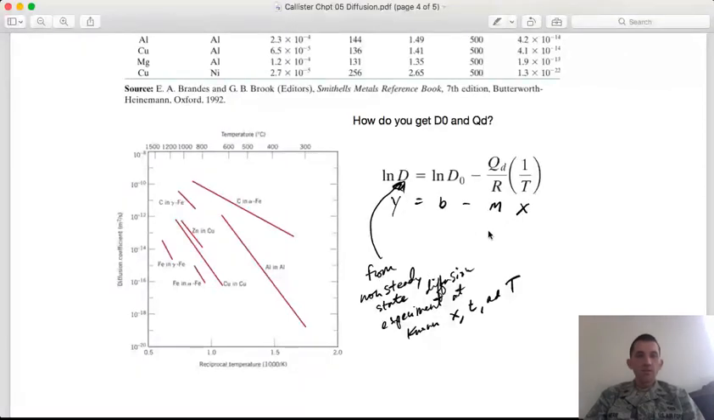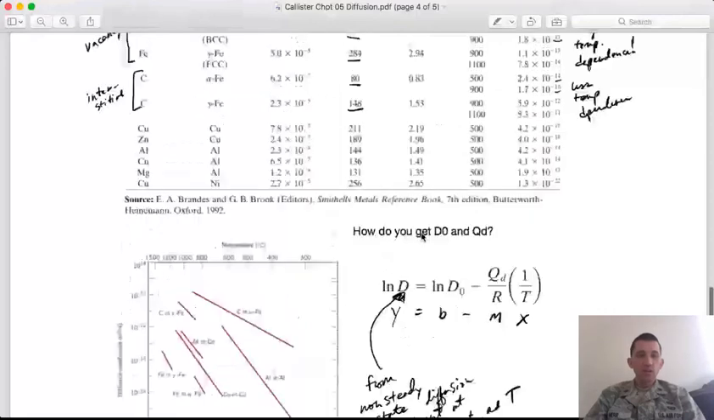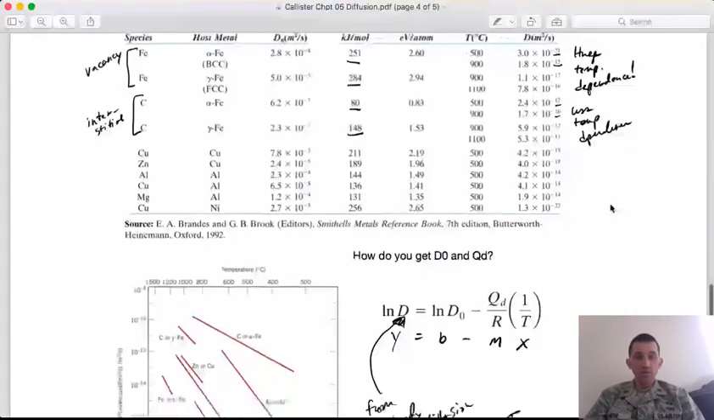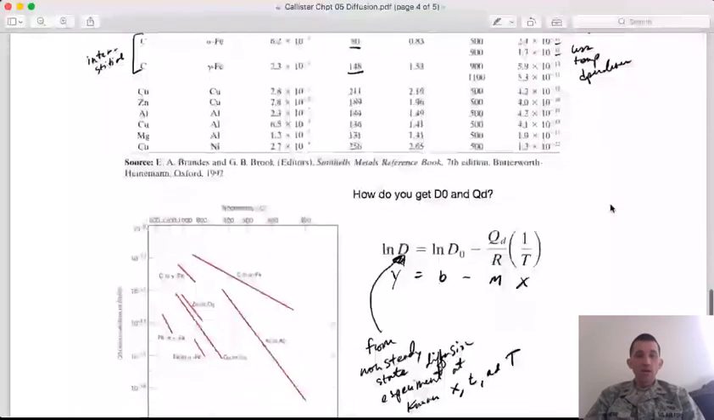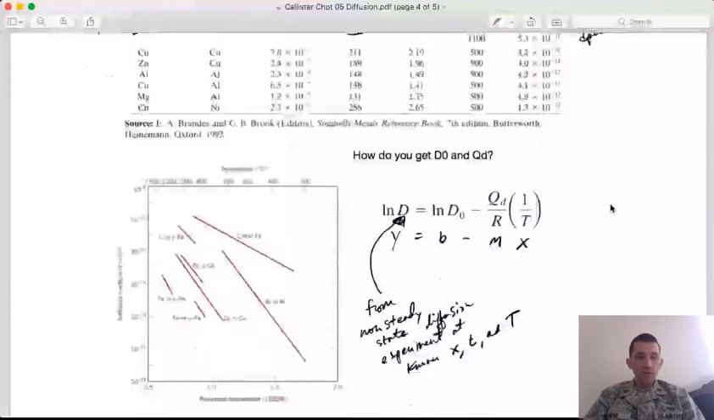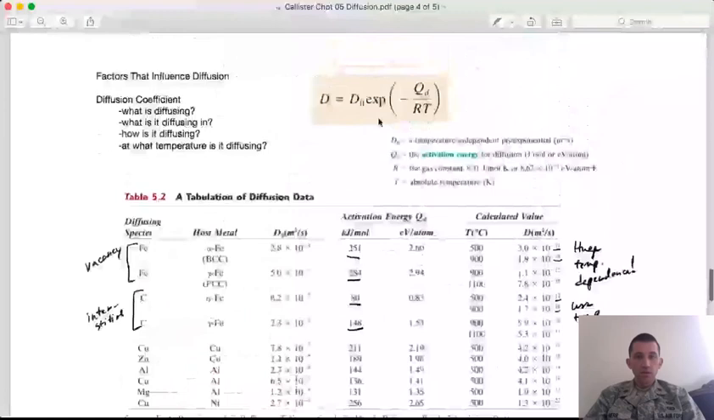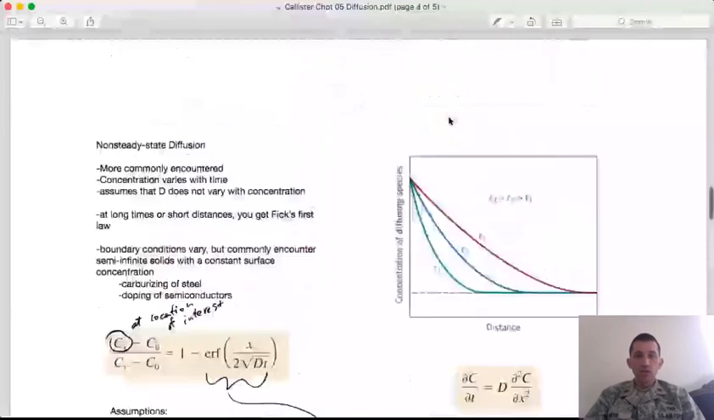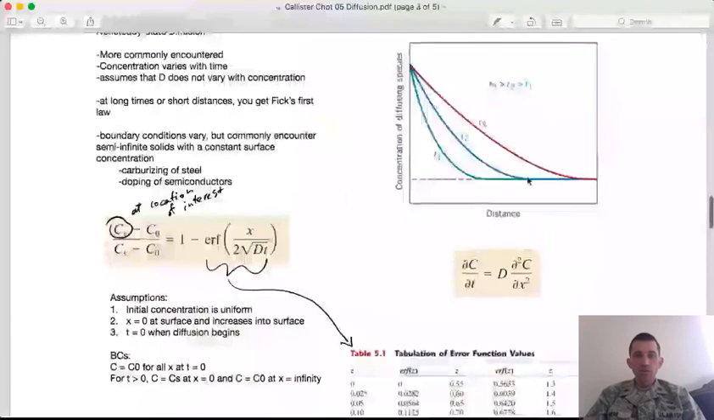And this is very convenient for plotting data, right? So if I take a series of experiments where I take these various materials and diffuse in these impurity atoms at controlled temperatures, and then I measure the concentration profile, I can back up to figure out what the diffusivity must have been to create a certain concentration profile after a certain time.